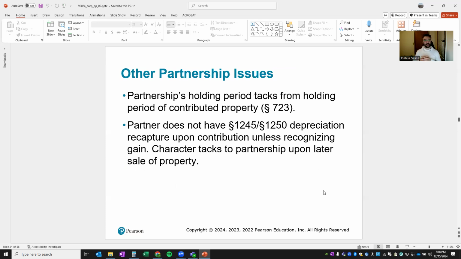Got other partnership issues. Partnership's holding period is taken from the holding period of the contributed property, kind of already covered that. Partner does not have 1245 or 1250 depreciation recapture upon contribution unless gain is recognized. Character carries to the partnership upon later sales of the property. So that means that if I've got depreciation on an asset I'm contributing, I don't recognize that.